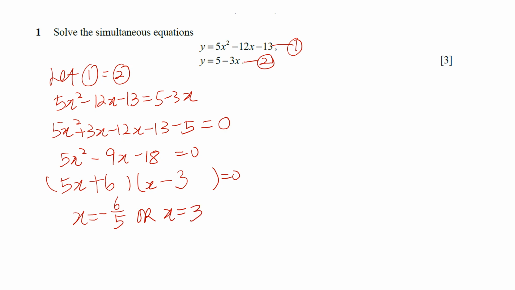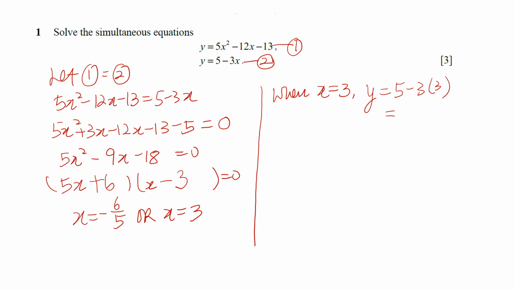Okay, and we're not done yet, because when these two simultaneous equations intersect each other, the intersection point will comprise the x coordinate and the y coordinate, right? So we're not done yet. So when x equals 3, you substitute into equation 1, and you will get the y coordinate to be negative 4.